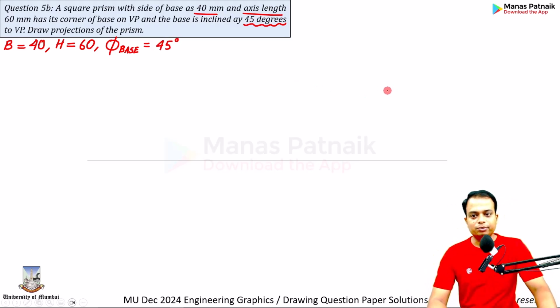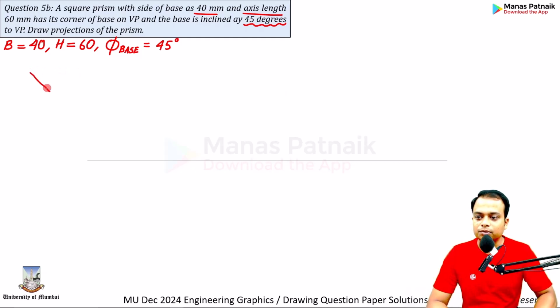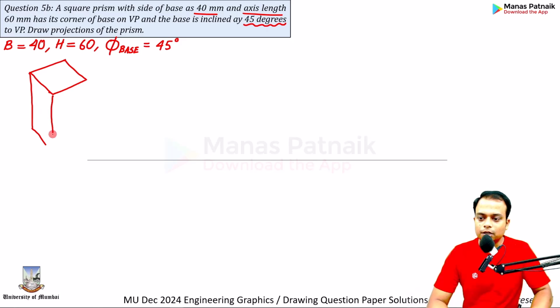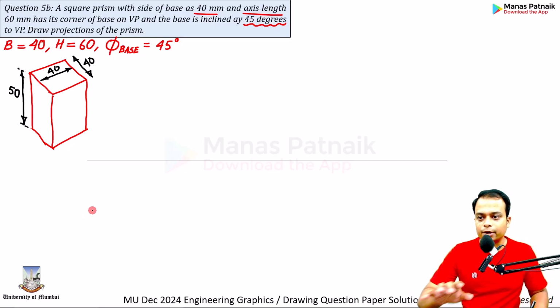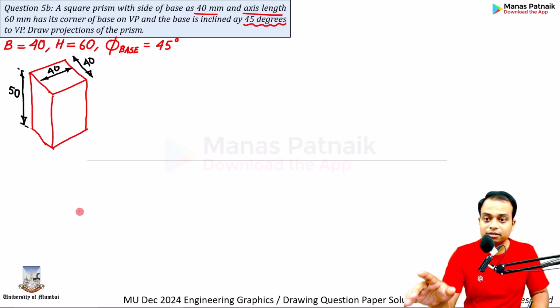The best way to understand this question is to draw a square prism. Here is a square prism. Let me draw this. This over here is 40. This is also 40. Let me write this 40, 40. Whereas the distance from the top to the base is 50. I hope you've understood the geometry of the object as well as the dimensions.